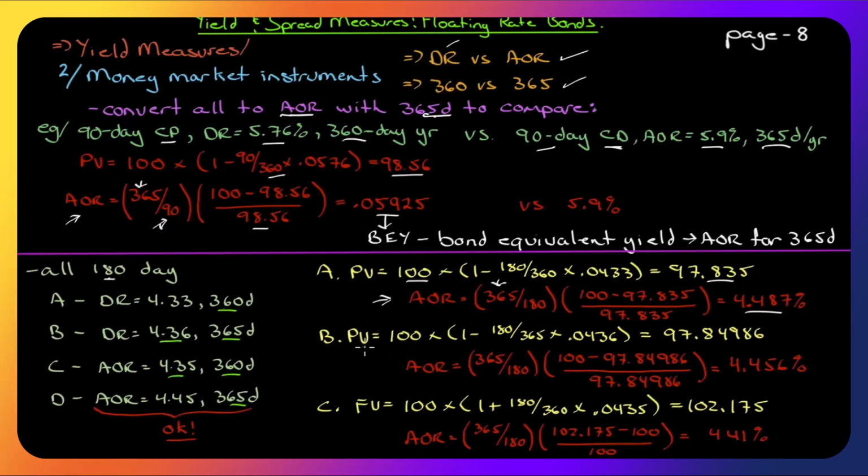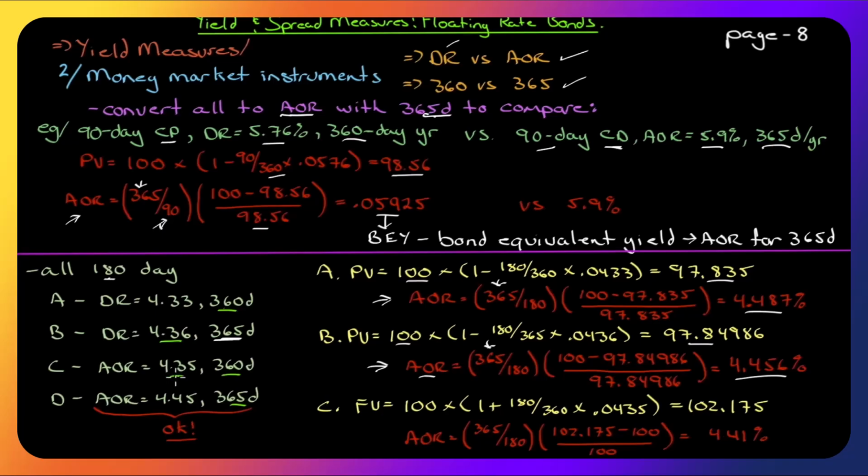The next one, do the same thing. It's a discount rate, so present value equals 100 multiplied by 1 minus the discount. 180 over 365, because it's 365 days now, multiplied by 0.0436. We get 97.84 and change. Now calculate the add-on rate, an add-on rate with 365 days. 365 over 180, 100 minus the present value we arrived at, divided by the present value, gives us an add-on rate based on 365 days, 4.456.